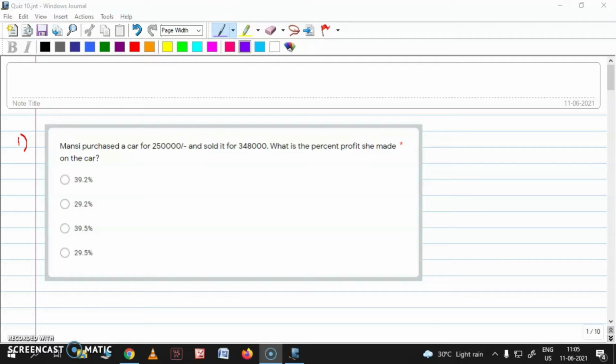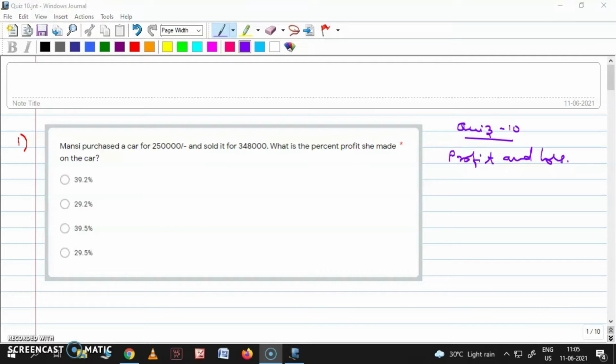And now I have come up with quiz 10. So this is based on profit and loss. Let us start the first problem.